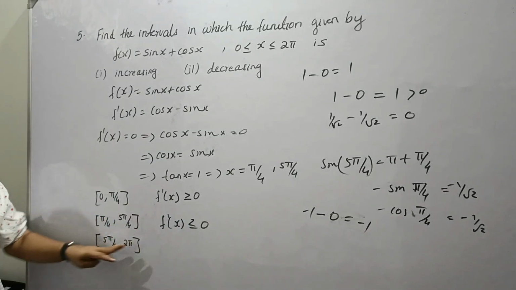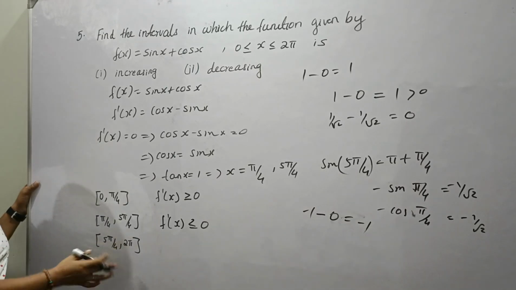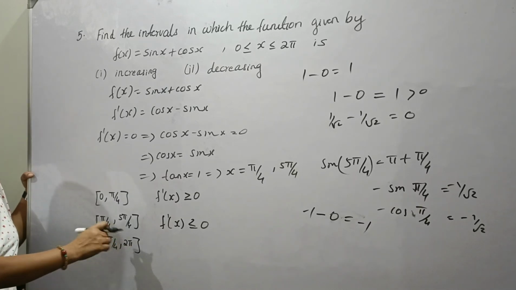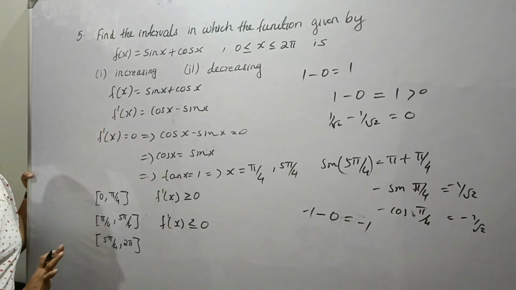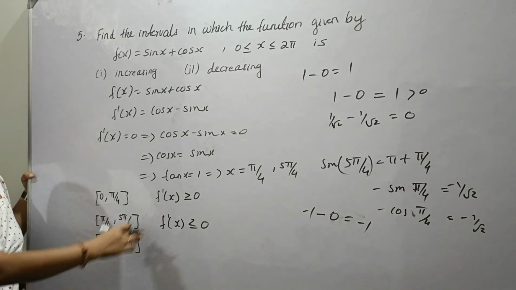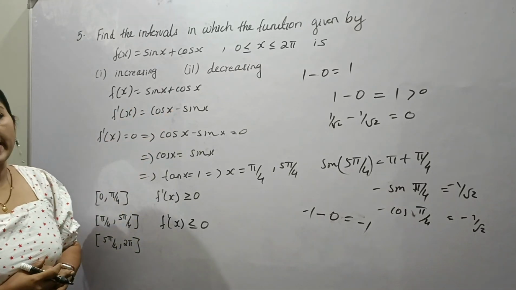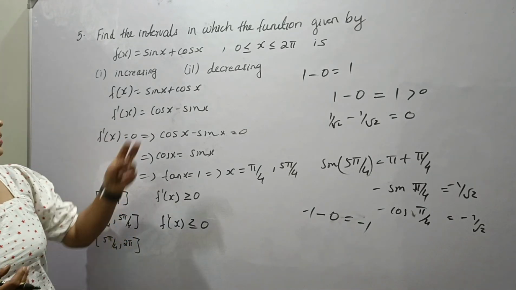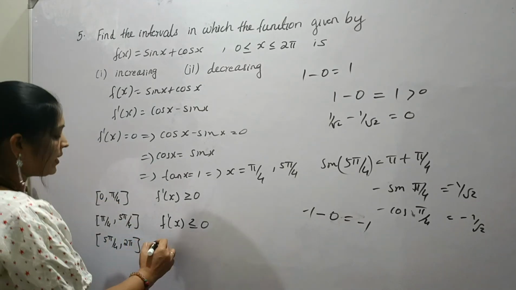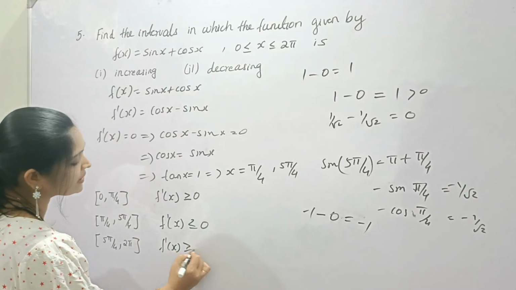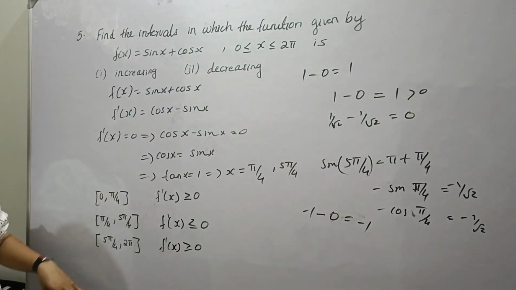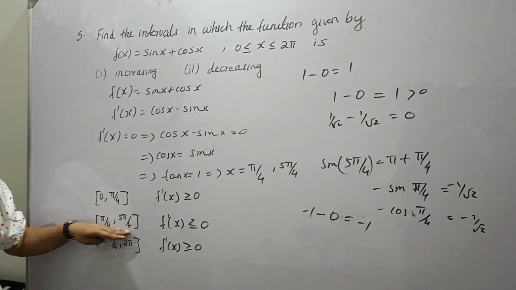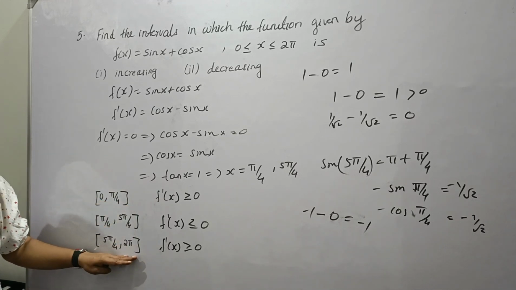Here it is enough to check 2 points, the first point and the last point, that is 5 pi by 4 and 2 pi. f dash of x will be 0 when x is equal to 5 pi by 4. At x equal to 2 pi, cos 2 pi is 1, 1 minus sin 2 pi is 0, so 1 minus 0 is equal to 1. Therefore it will be greater than 0. So f dash of x is greater than or equal to 0. In this interval the function is increasing, in this interval the function is decreasing, and in this interval the function is increasing.